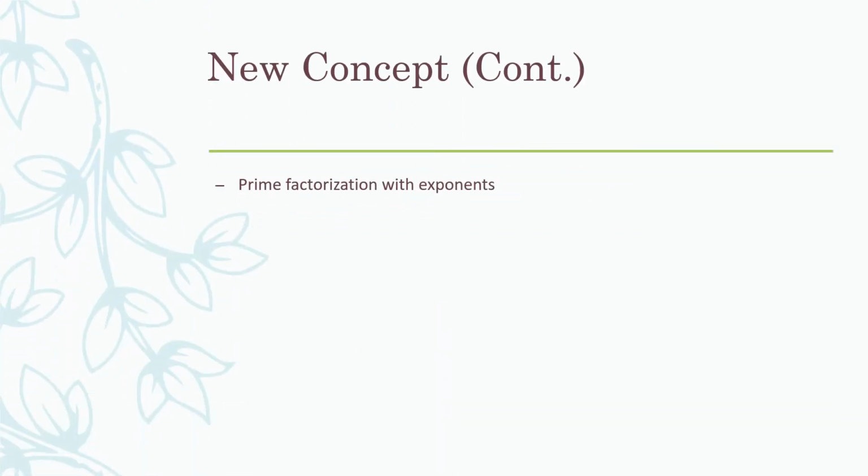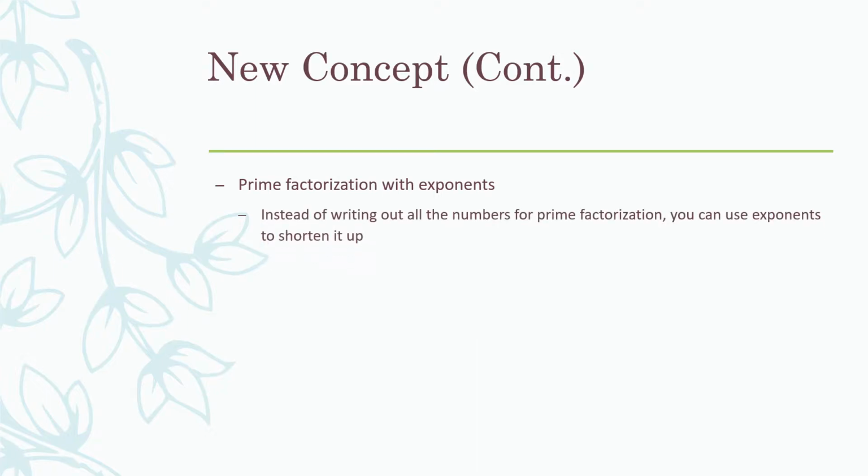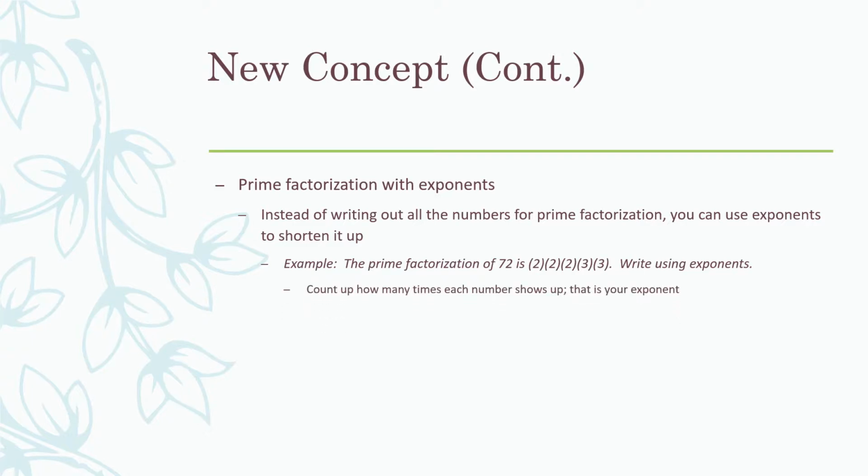Prime factorization, I know we've done that for a while now. Now we're going to write them with exponents instead of writing them out. So that will save some space and some time. So if your prime factorization of 72 is 2 times 2 times 2 times 3 times 3, that's how you've been writing it so far this year. We're going to do that with exponents instead. So count how many times each number shows up. That's your exponent for that number. So since there are 3 2's and 2 3's, my new prime factorization would be 2 cubed times 3 squared. That's the prime factorization of 72 with exponents.